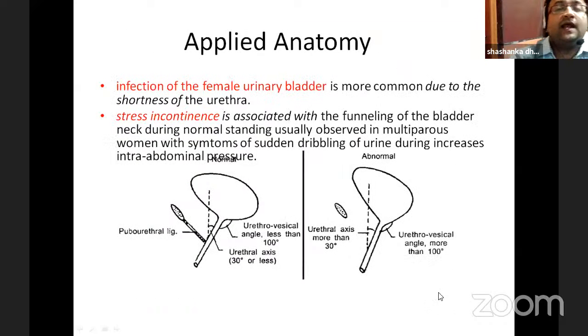An applied anatomy point: infection of the female urinary bladder is more common due to the shorter length of the urethra. Retrograde transmission of infection is more common in women. Stress incontinence is associated with funneling of the bladder neck during normal standing, usually observed in multiparous women with symptoms of sudden dribbling of urine during increased intra-abdominal pressure. So on coughing, sneezing, or even on lifting something heavy, there may be leakage of urine.